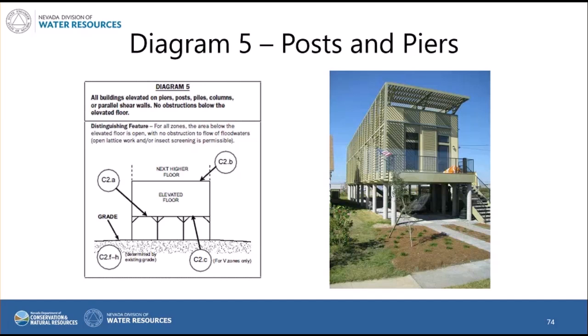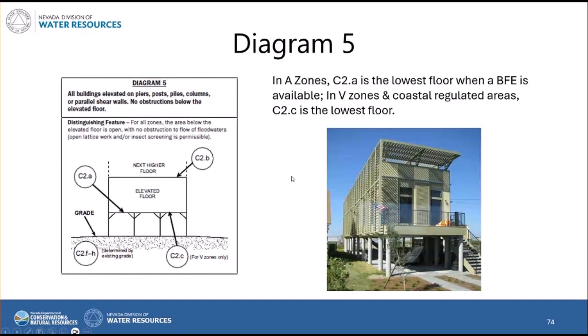This is diagram 5. It's up on these columns, and there's just air under there. This one does have a structurally attached deck or stairs, so that's our C2H, but C2A, the top of the bottom floor, is up here off the ground. C2B, the next higher floor, if there is one, if not, NA.